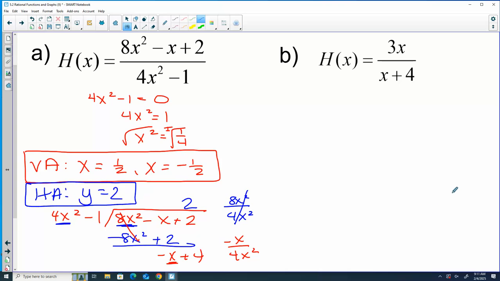So horizontal and oblique, you will never have both. It's one or the other. And you find them by doing the division and ignoring the remainder. Okay, so we do our quotient, ignore the remainder. Let's look at B. Can you look at that and tell me what my vertical asymptote would be?